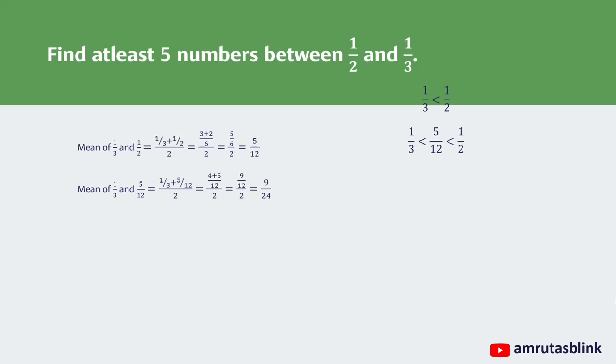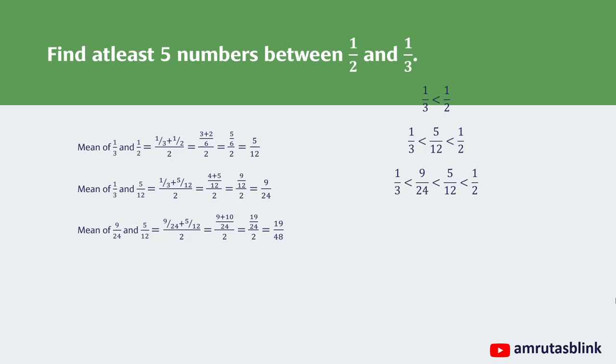So LCM of 3 and 12 is equal to 12. So 3 4s are 12. Hence 1 into 4 is 4 by 12 plus 5 by 12, as it is, whole divided by 2. Now 4 plus 5 is equal to 9. So 9 by 12 upon 2, which is equal to 9 upon 24. So now we will place this: 1 by 3 is less than 9 by 24 is less than 5 by 12 is less than 1 by 2.